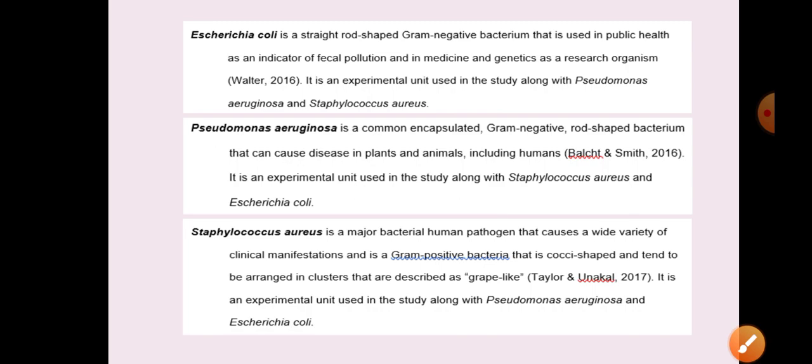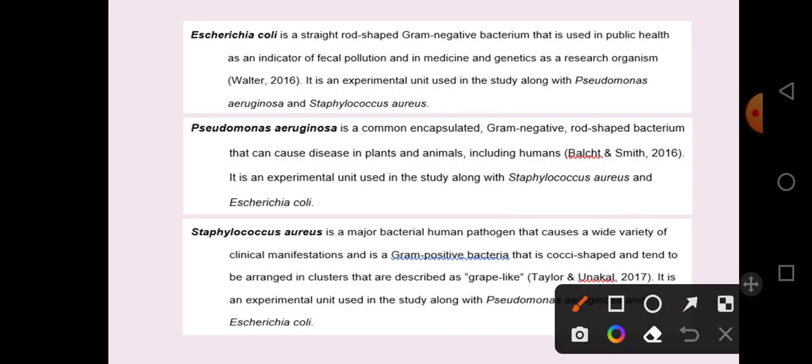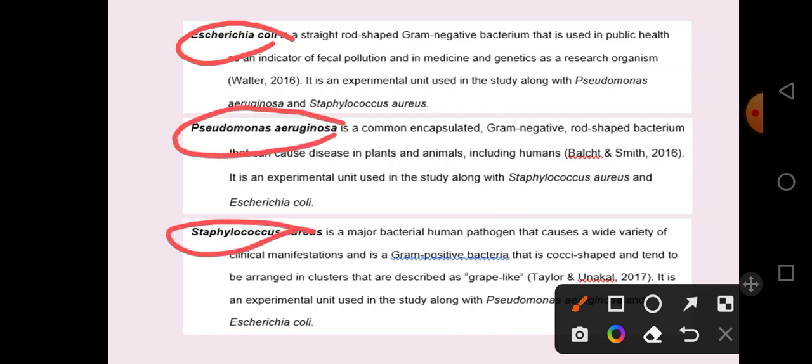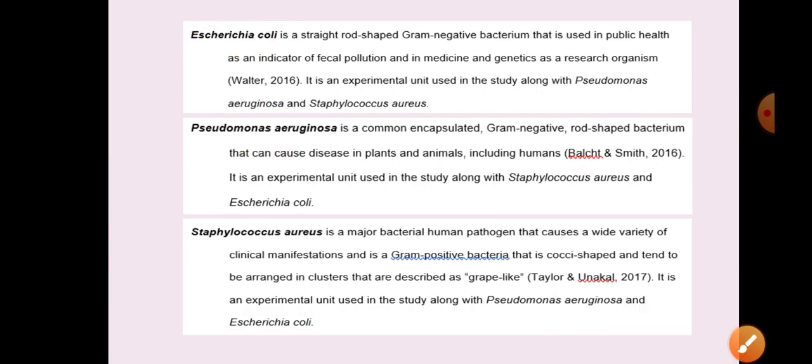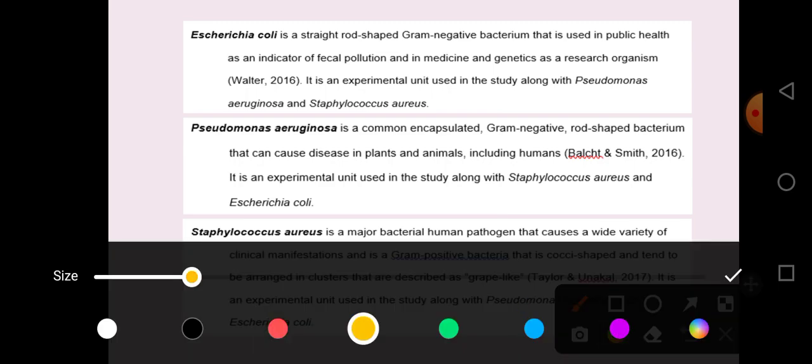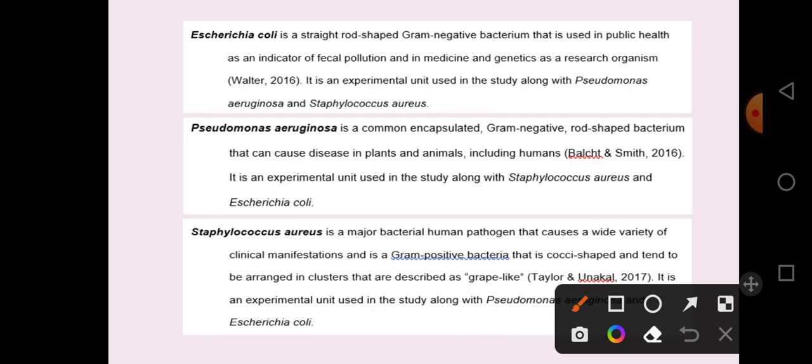Okay, so we have here three bacteria. So note, class, the operational definition. So we have here Escherichia coli, we have Pseudomonas aeruginosa, and Staphylococcus aureus. So we have here our three species of bacteria, different species of bacteria. So try to take notice, class, of our operational definition. So we have here in our operational definition, it is stated that these three bacteria are used as an experimental unit in our study.